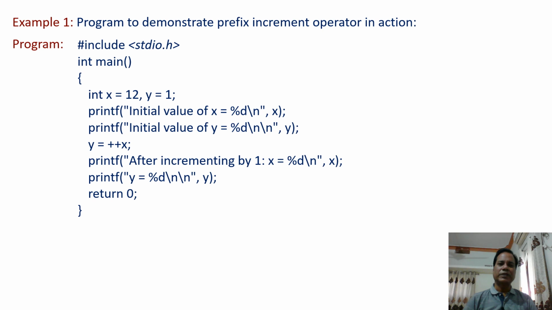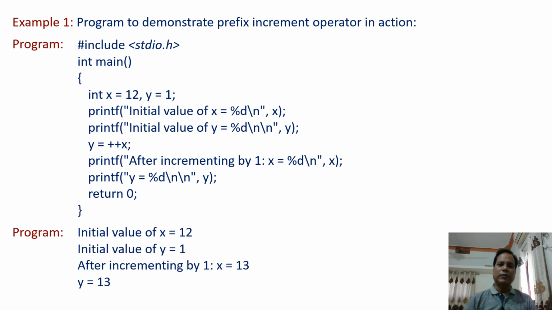So close brace indicates the end of the code. Now when this program is run, we get the output like this one. Initial value of x equal to 12, initial value of y equal to 1. Then after incrementing and assigning the value of x to y, after incrementing by 1, x equal to 13 and also the value of y equal to 13.